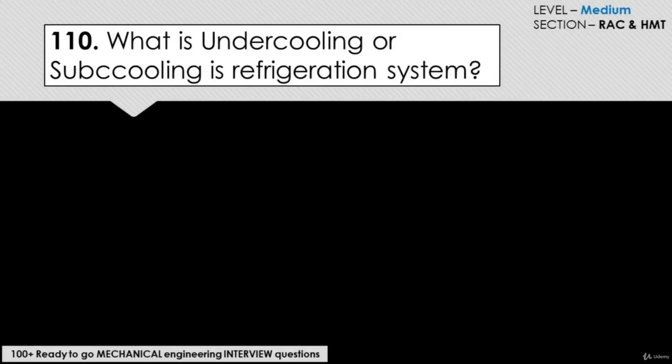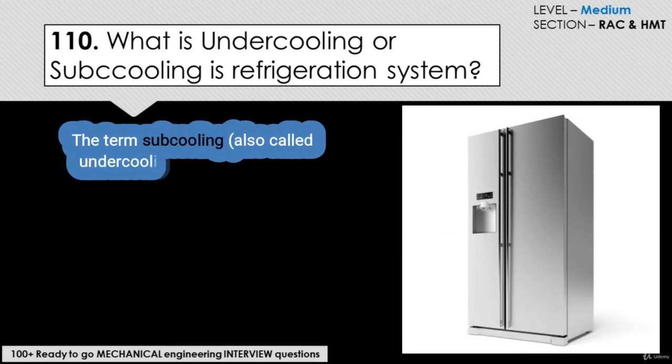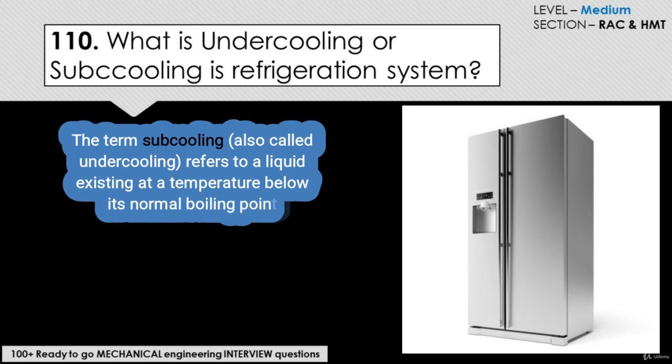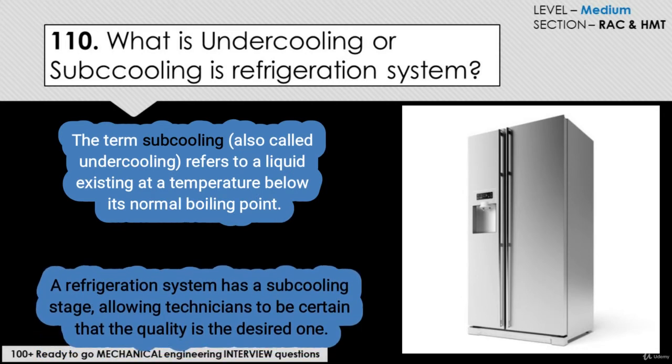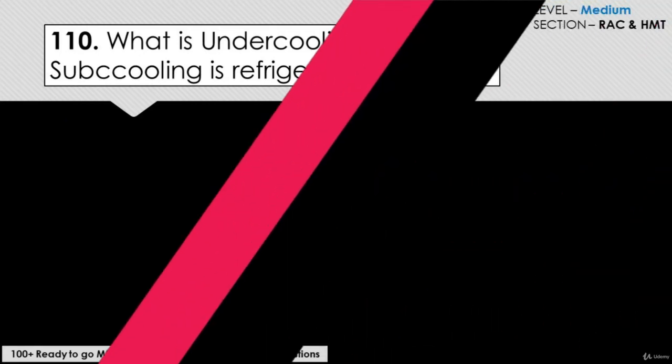What is undercooling or subcooling of a refrigeration system? The term subcooling, which is also known as undercooling, refers to a liquid existing at a temperature below its normal boiling point. Normally, a refrigeration system has a subcooling stage, allowing technicians to be certain that the quality in which the refrigerant reaches the next step of the cycle is the desired one.